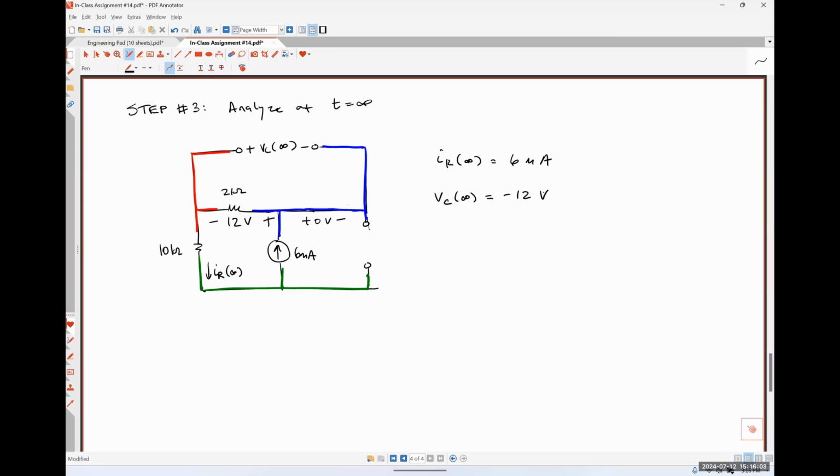And for whoever said in parallel with the 2 kilo ohm resistor, I apologize if I misunderstood what you meant by that. All right. Does anybody have any questions or comments about our analysis here at t is equal to infinity?